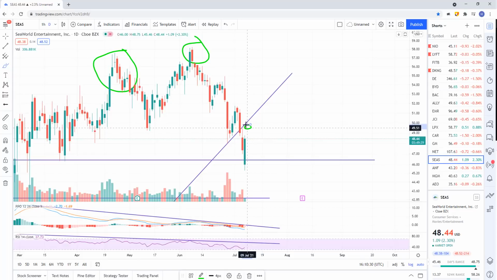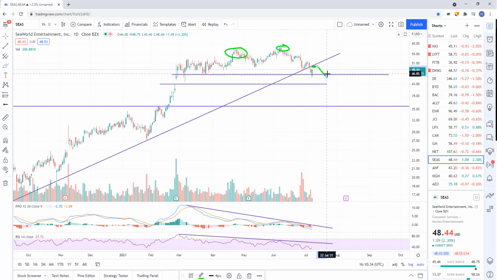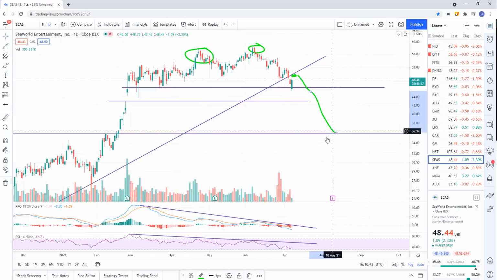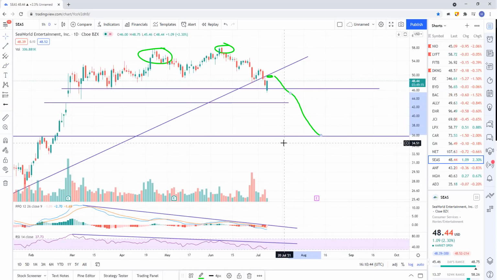I'm likely going to reshort it for a move down. Next time we get down to that support level, I think we break, and likely going to head down to this level, 35.83 or so. And it's not going to happen tomorrow. It's going to be in the weeks to months down the road. But that's swing trading.